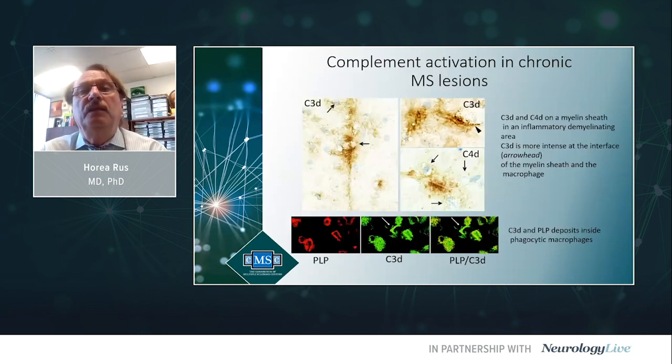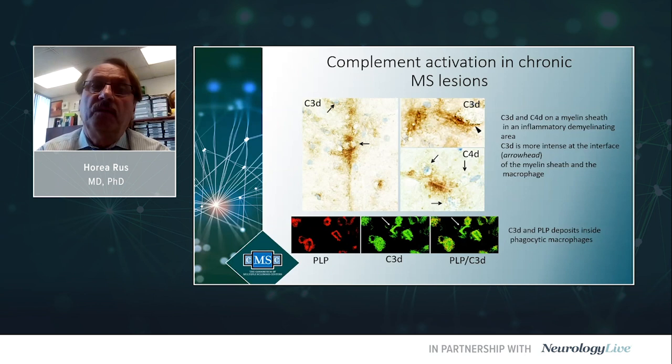In this slide, C3d deposits and C4d deposits are found on the myelin sheaths, and also they are more intense, and I'll point the arrowhead in the left upper corner, that C3d is more intense when myelin sheaths are in close contact with macrophages.